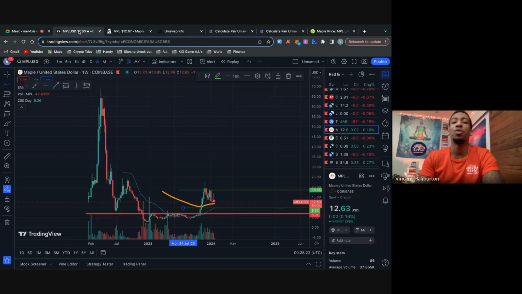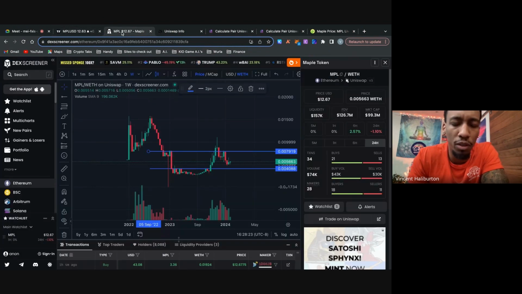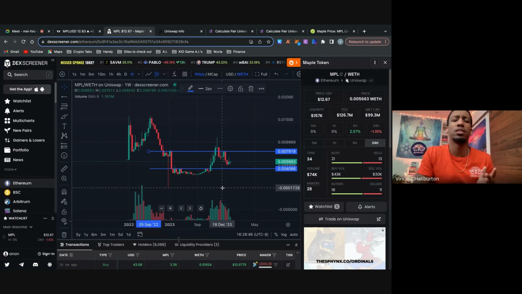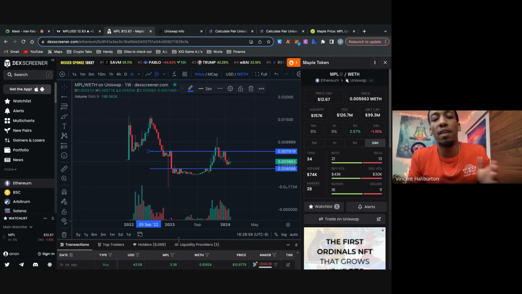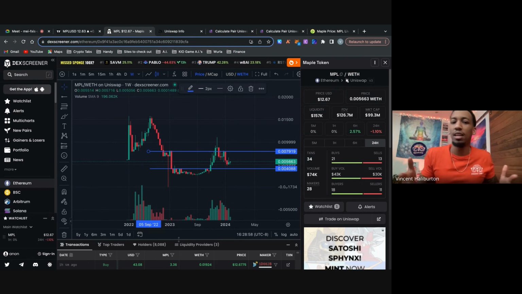So now that I know what pairs I want to provide liquidity in, I already did my price analysis on this. But I also like to look at ratios. I couldn't pull up Maple ETH on TradingView, so here I am on Dex Screener. Ratios are important because you want to keep your risk management in mind. Most of the time, it's not just about investing. You want to have a structure around your investment, because you can buy a 100x altcoin and not take any profit if you don't have the correct structure around it.